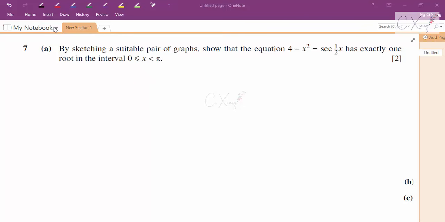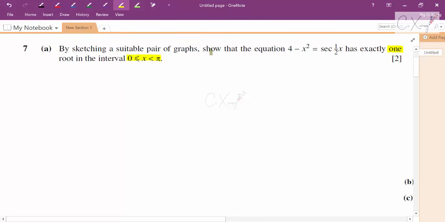Okay, so let's discuss question number 7 now. Part A, by sketching a suitable pair of graphs, they want us to show that this equation has exactly one root in this interval. So the keyword will be one root here, in this interval.